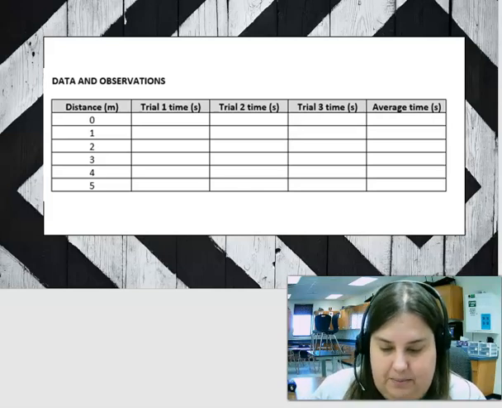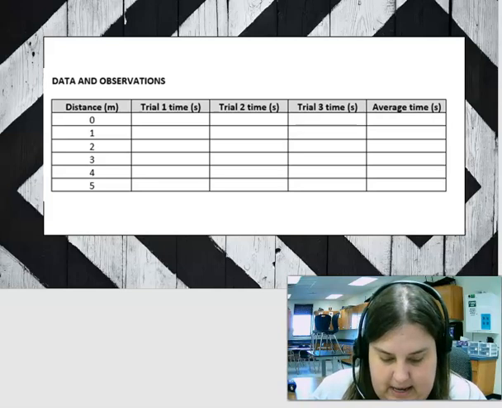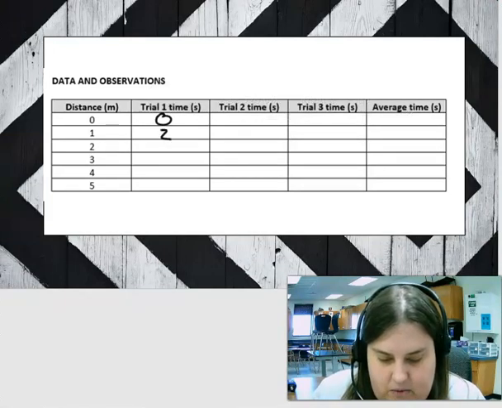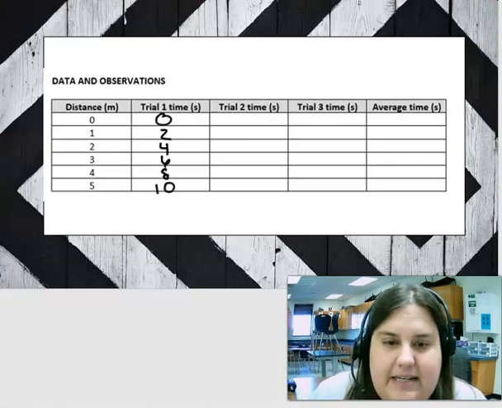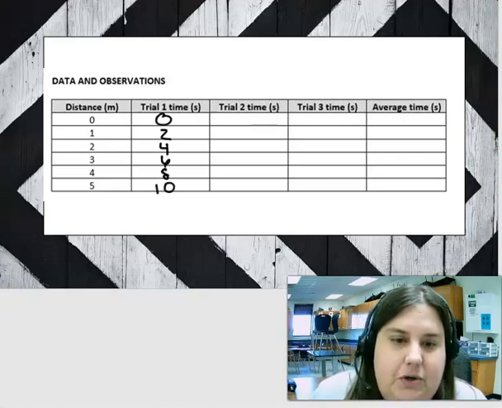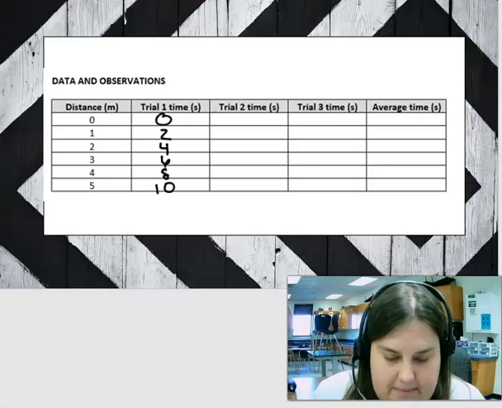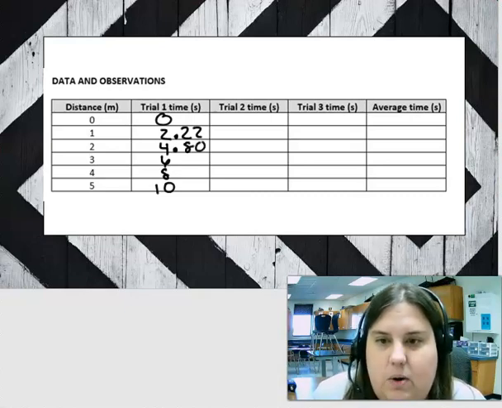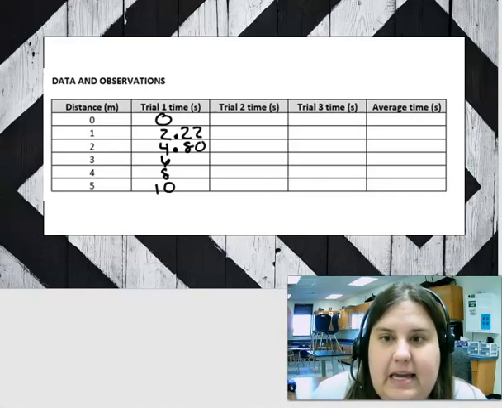So for example, in trial 1, if my data is 0, 2, 4, 6, 8, 10, that's what I would write down. But you are likely going to have this in seconds, so it might be like 2.22 or 4.80. You're going to want to write down whatever time you get for each meter marking in your trial.